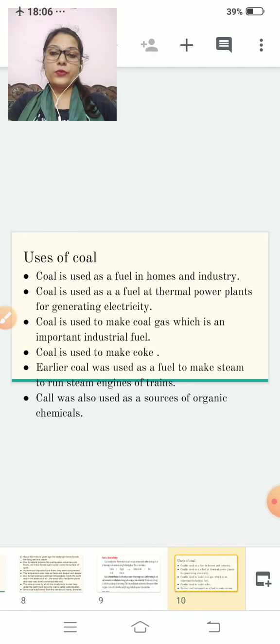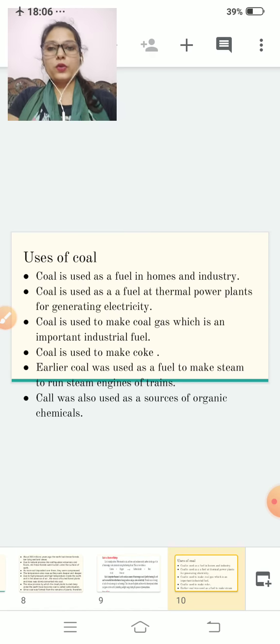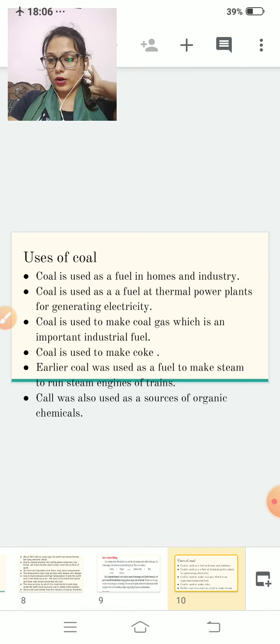Now, uses of coal. Coal is used as a fuel in homes and industries. Coal is used as a fuel at thermal power plants for generating electricity. Coal is used to make coal gas, which is an important industrial fuel. Coal is used to make coke.